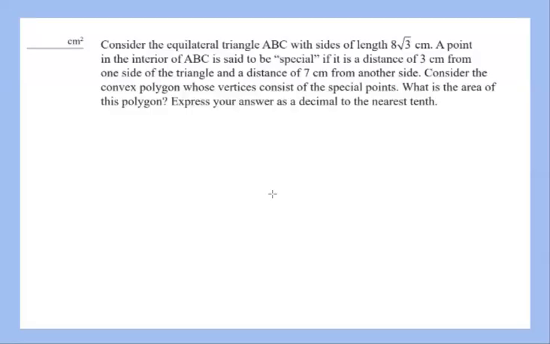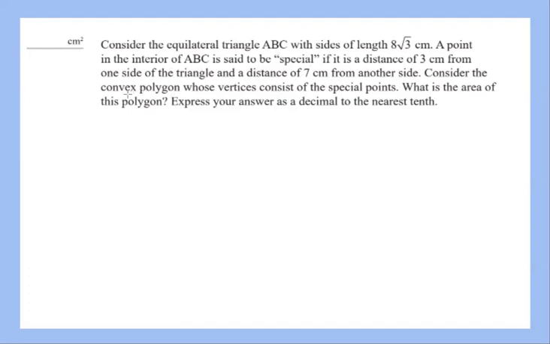Hello, everyone. So this is another MATHCOUNTS question. This was 2022 State Team Round number 10. We have equilateral triangles. The side is given. A point inside of the triangle is called special if it is 3 centimeters from one side and 7 centimeters from the other side.